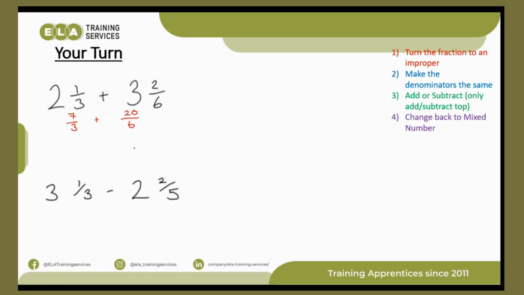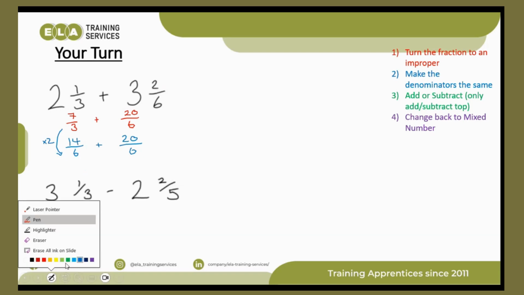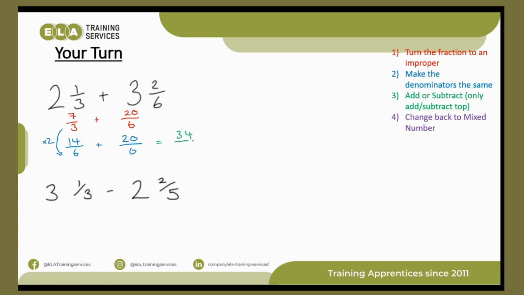Our blue step now is to make the denominators the same. So you can turn 3s to 6s. So we're going to keep the 6. And we're going to times 3 by 2 to get 6, and 7 by 2, which is 14. So we're left with 14 over 6 and 20 over 6. Then we're going to add them together, which makes 34 over 6.